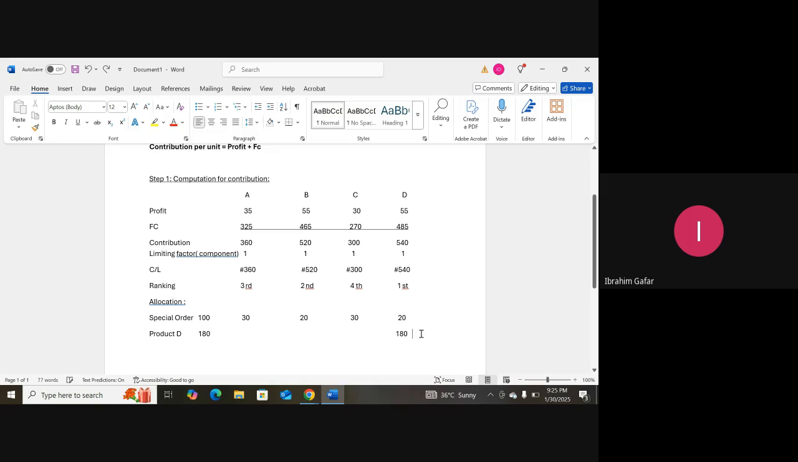So if it remains 180, then out of the available order, it is 400. We have 100, we have 180. The remaining balance will now be what? 120 to make it 400. So this 120 now, you allocate to the next person.